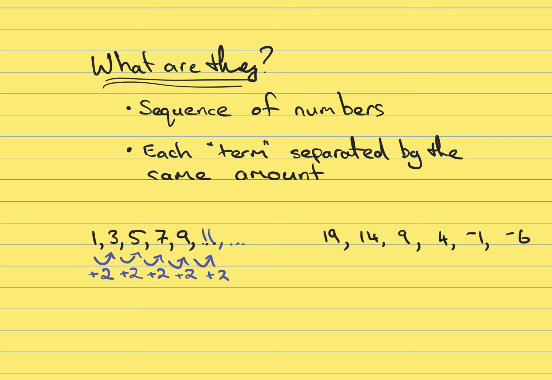Over on the right you can see another one, 19, 14, 9, 4, minus 1, minus 6. It looks a fair bit different from the first example, but that's because our common difference is a negative value, minus 5. So 19 minus 5 is 14, 14 minus 5 is 9, and so on down the line. So in this particular one, the next number along would be minus 11. Minus 6, take away another 5.